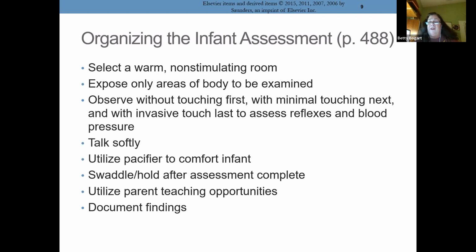And what I'll do is talk softly, teaching the parent, but talking softly to the infant in a quiet voice. And they're just listening to this nice voice, and the parent is being taught. So you're using your time really wisely. Infants always are comforted by a pacifier. So whenever possible, give them a pacifier, keeps them calm. Also, they love, the small ones, a swaddled blanket, hands up to the midline. And then, of course, giving them to parents and they can sit there and hold their child. And again, utilize this as a parent teaching opportunity. And you always document your assessment.